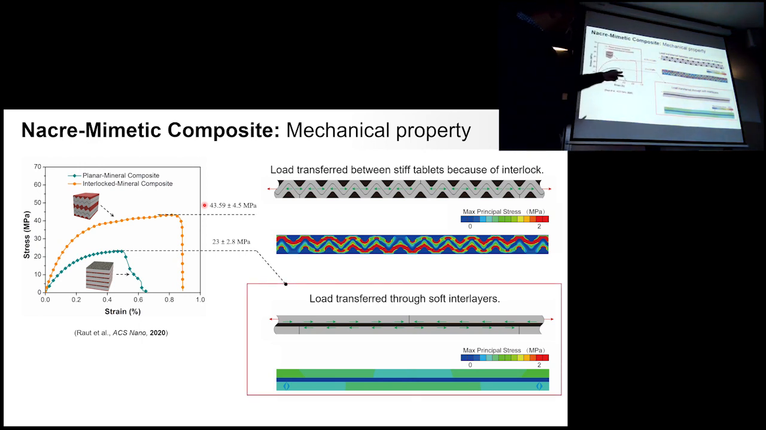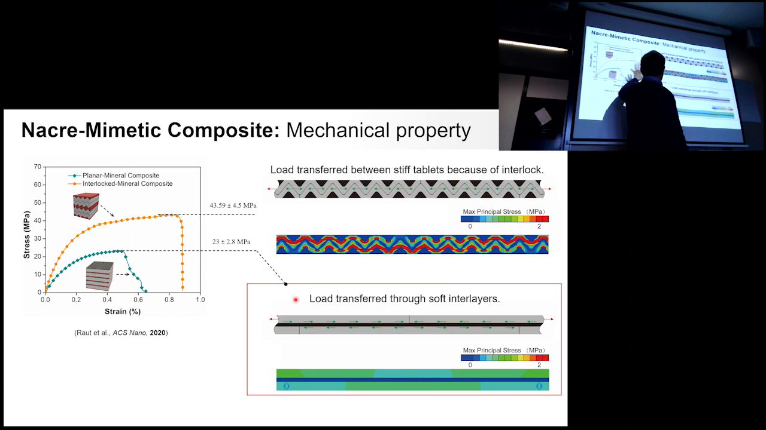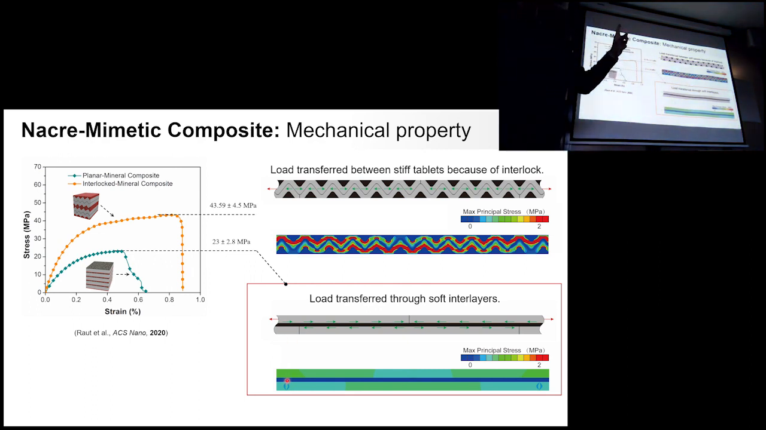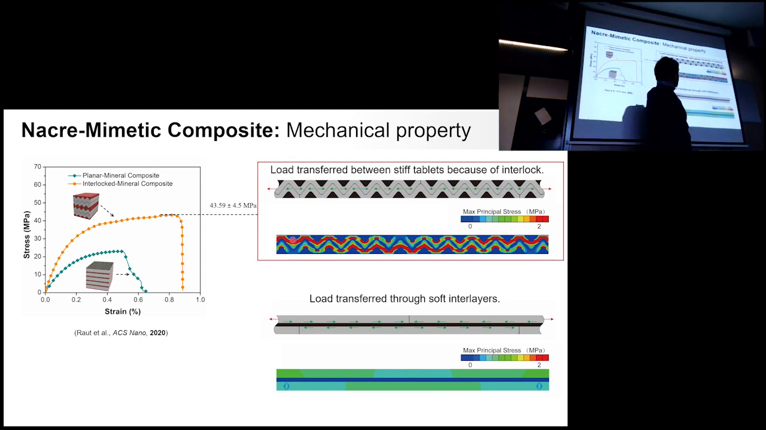Anyway, that's exactly what we observed in our finite element simulations: in the case of a planar nacre-based composite, the load basically gets transferred to the soft organic layer, which is why the tensile strength is not so high in comparison to the interlocked composite, where the stress is transferred across these stiffer mineral layers.